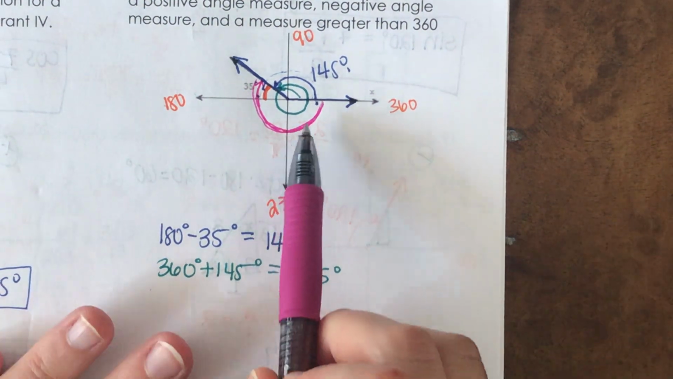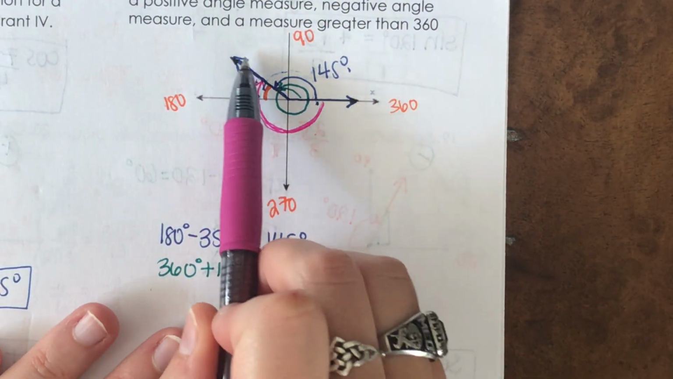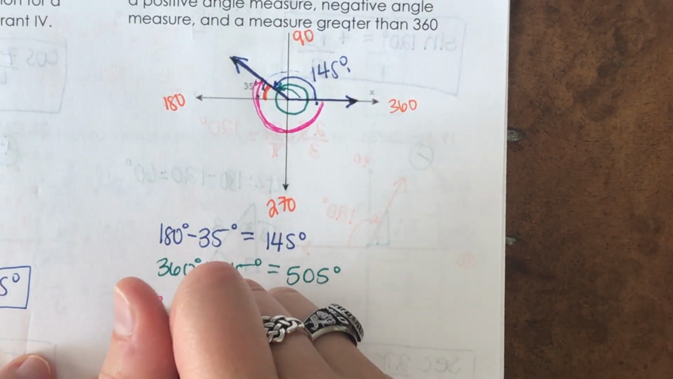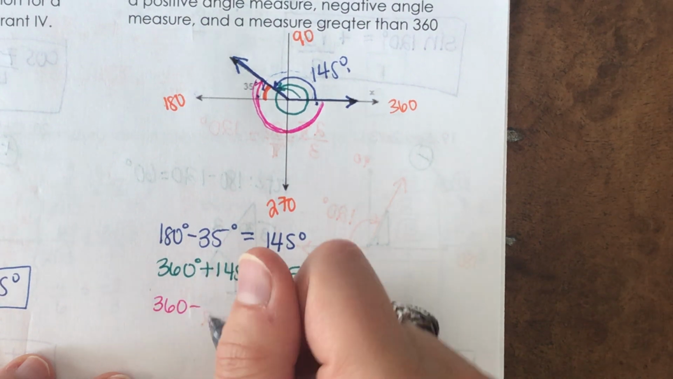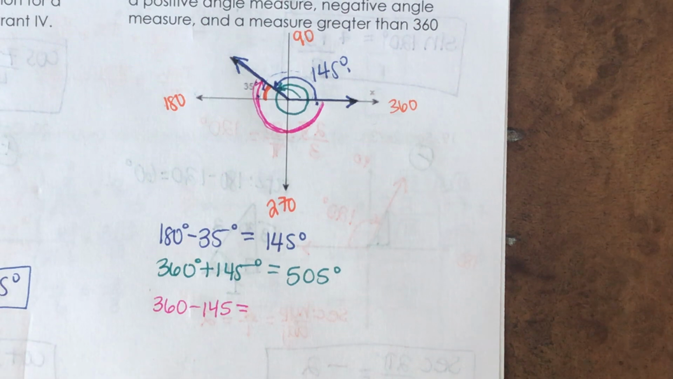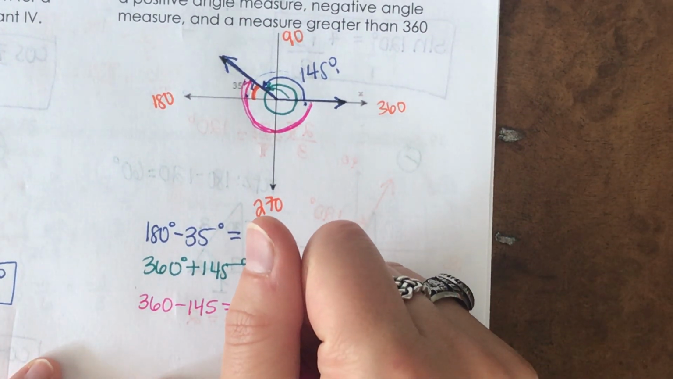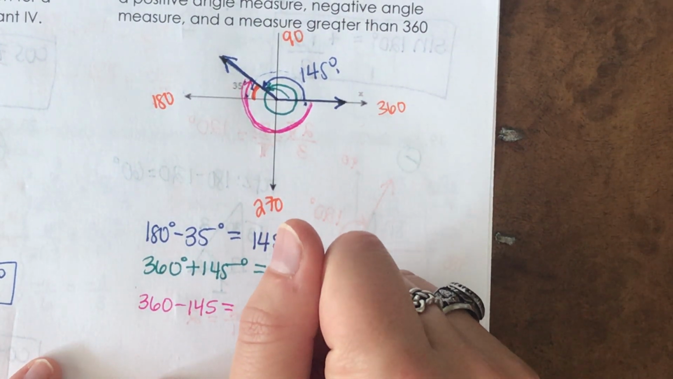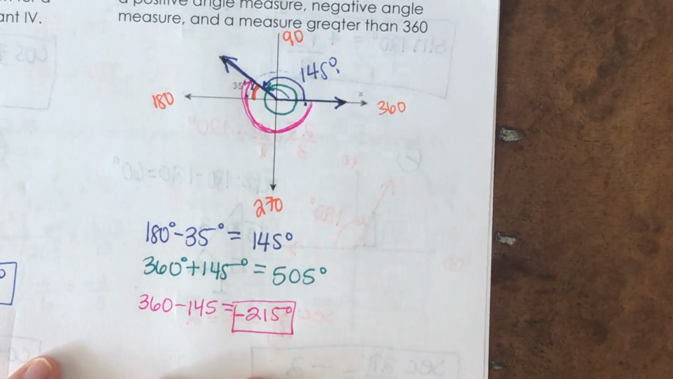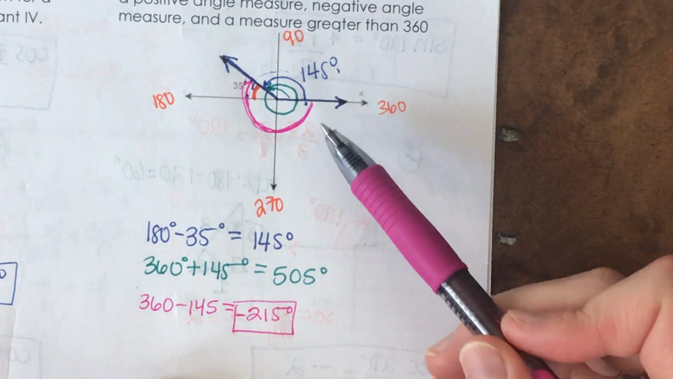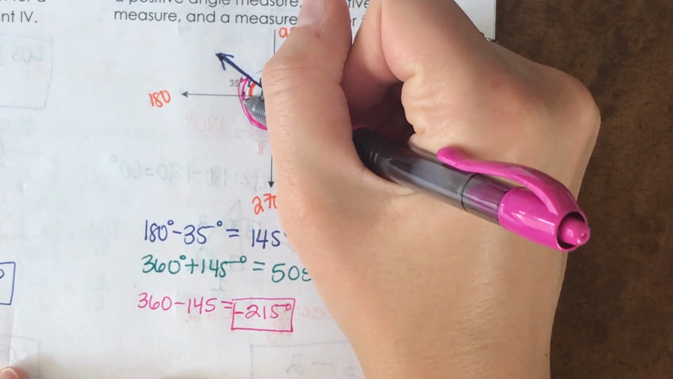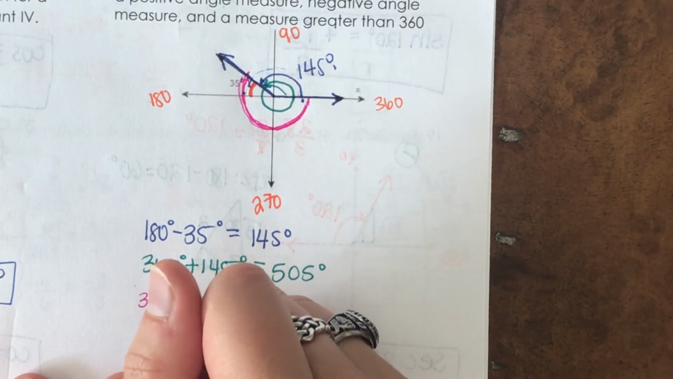Or what you can do is you can just take the whole 360 and subtract what you have over here as the positive. So you have a couple different choices. So if I subtract 145 from 360, I get 215 degrees, but because I'm going to the left, it is a negative 215 degrees. If you want to think about it another way, you can say I add a negative 90 plus a negative 90 plus a negative 35.